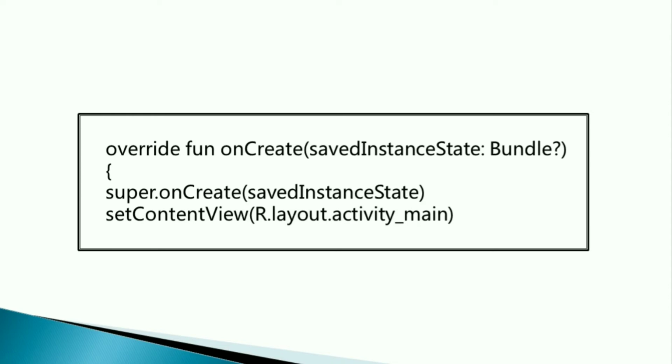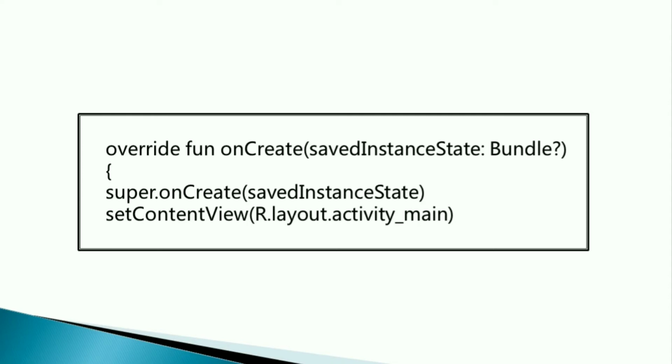SetContentView method accepts a layout resource as a parameter and sets it as the layout of that activity screen. Layout is the structure for a user interface in the app. We have passed R.layout.activity_main as parameter. R is an auto-generated class from resources during the build process.